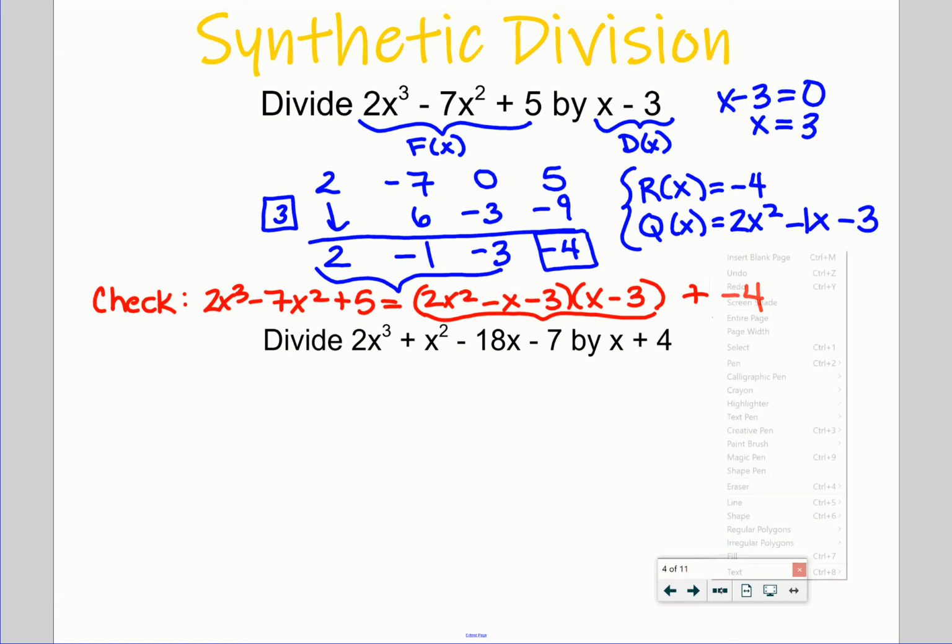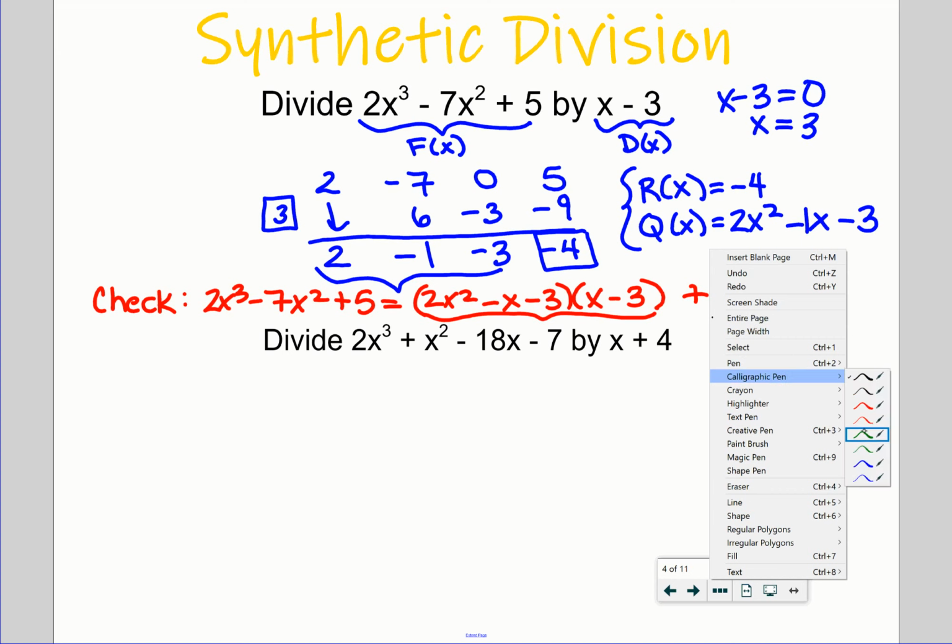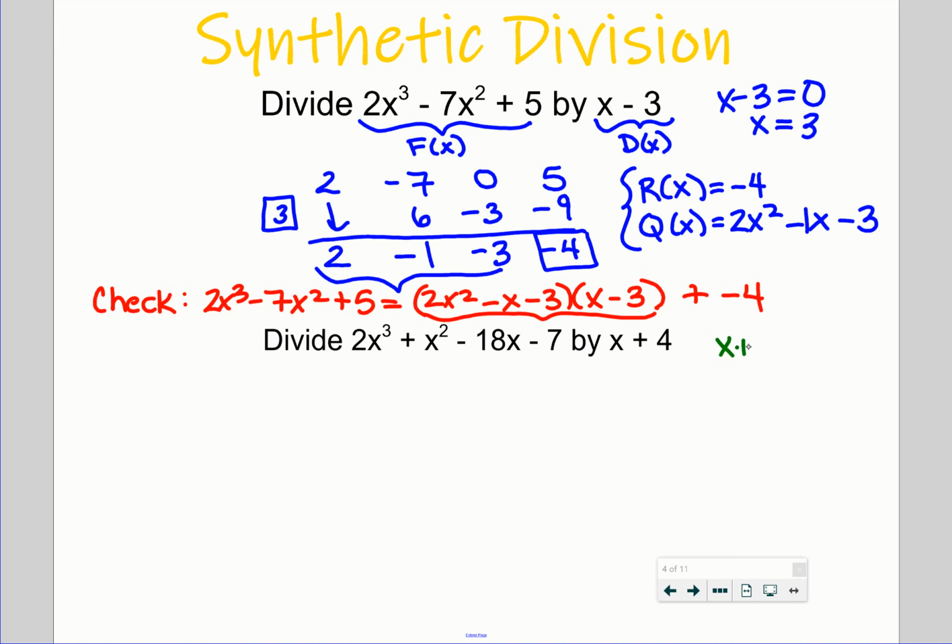Let's try another one. Here we're dividing in x plus 4. So I'm going to set that equal to 0. Solve for x. X equals -4. That's what's going to go in the box for my synthetic division. Coefficients of my variables are going to go in my top row. So 2, x to the third, 1, x squared, -18x, and -7. And I'm not missing any variable powers there, so I don't need any zeros in this example.